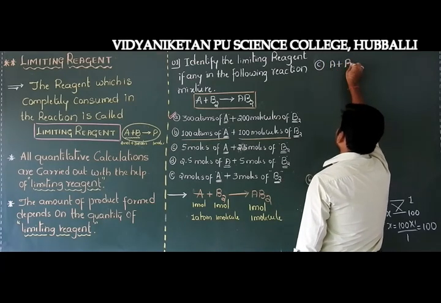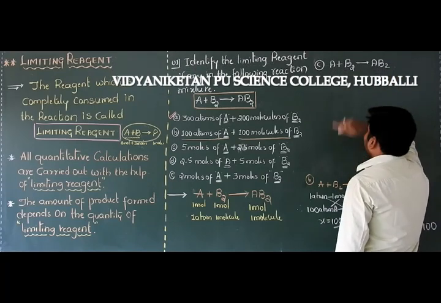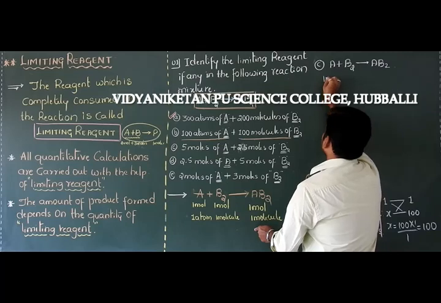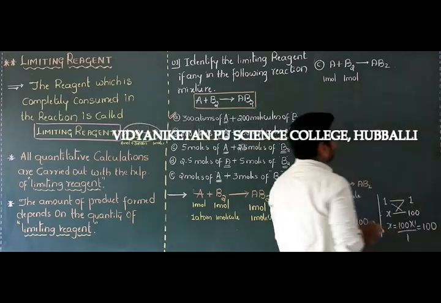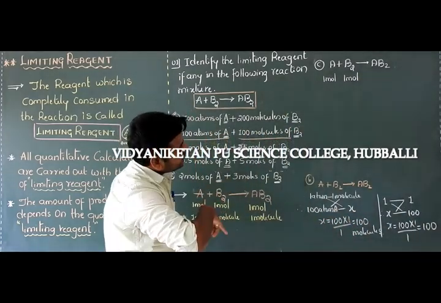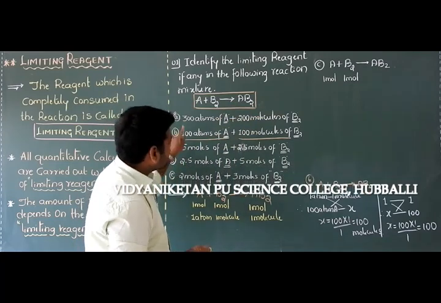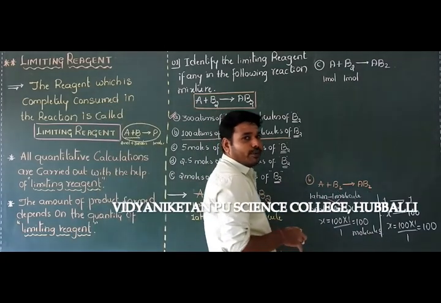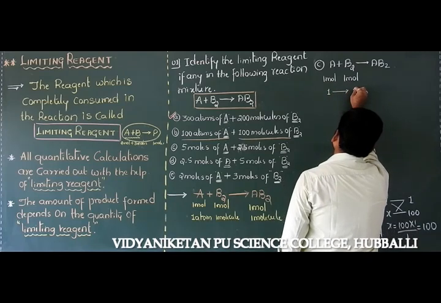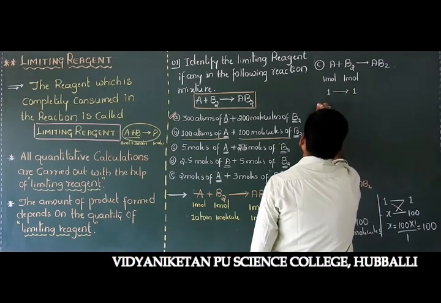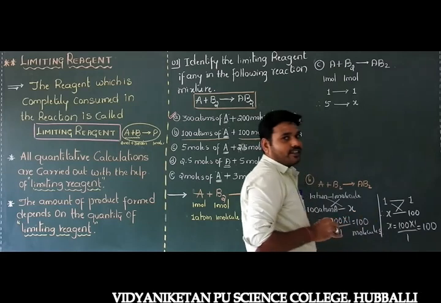The given reaction mixture is A plus B2 gives AB2. This is the balanced chemical equation, and please recall the general explanation. According to the balanced chemical equation, 1 mole of reactant A combines with 1 mole of reactant B2. And the third problem is 5 moles of A combines with 2.5 moles of B2. So according to the equation, 1 mole of reactant A combines with 1 mole of reactant B. Therefore, 5 moles of reactant A combine with X moles of reactant B.